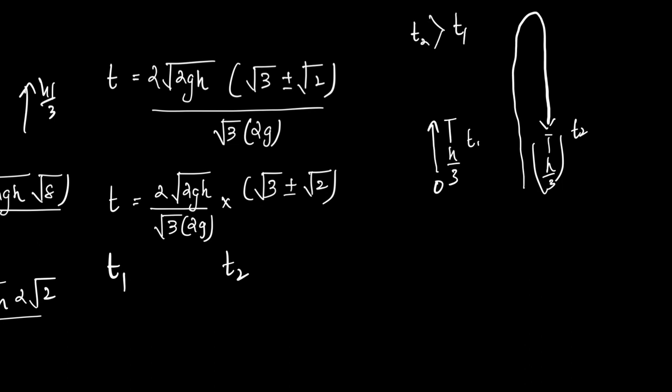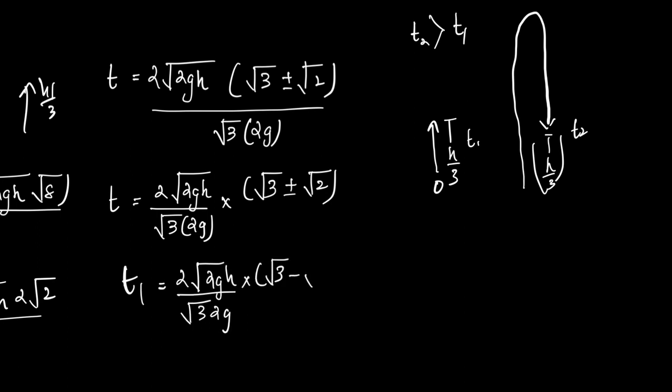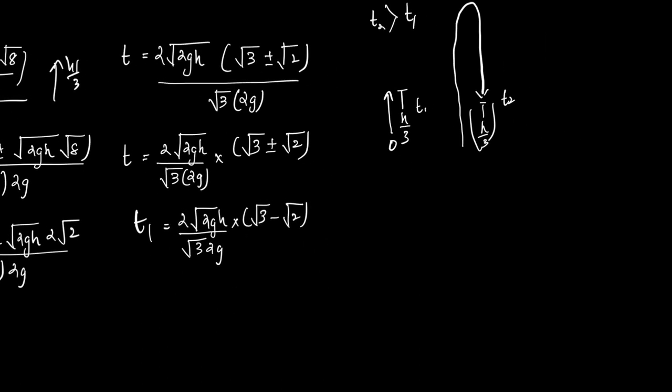So while you take the roots here, while you express the answer here, you should make sure that you give t1 is equal to 2 into root of 2gh the whole upon root 3 into 2g into root 3 minus root 2, because it's a less value. And what would be t2 then? T2 would be equal to 2 root 2gh the whole upon 2 into root 3g into plus root 2.